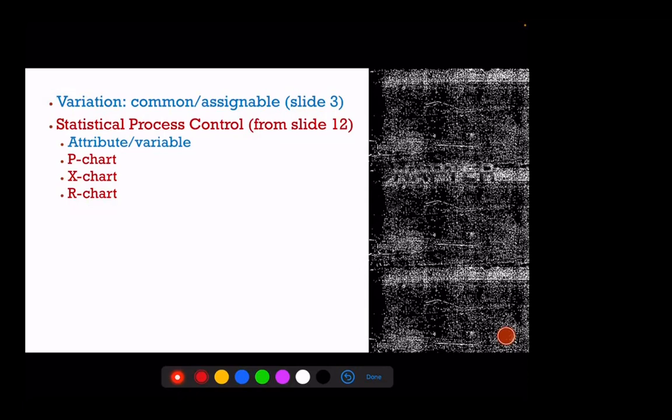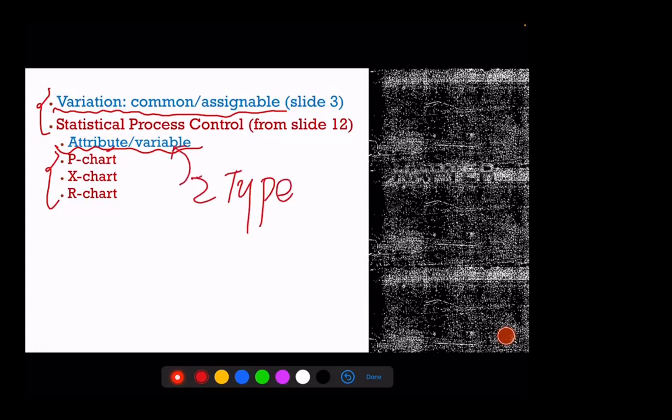For chapter 13, for the conceptual part, only these 2 things you need to go over. First, please figure out the different variation types. We have common variation and assignable variation: what they are and what the differences between them are. Another conceptual thing is the attribute and the variable control charts. For this course, we learned 3 different control charts, but we have 2 types.